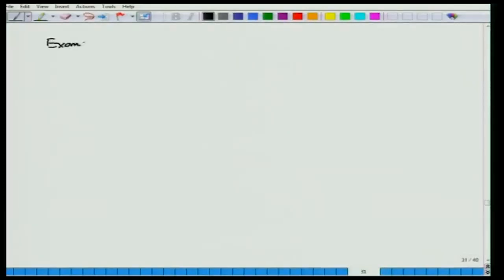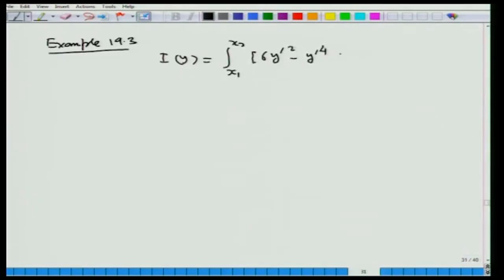Now, the next example, 19.3, we will write. So, here I y is the integral from x 1 to x 2 of 6 y prime square minus y prime to the power 4 plus y prime dx. And the conditions are y of x 1 equal to 0 and y of x 2 equal to y 2. Again, we assume that this is positive and x 2 is greater than x 1, so x 1 less than x 2.